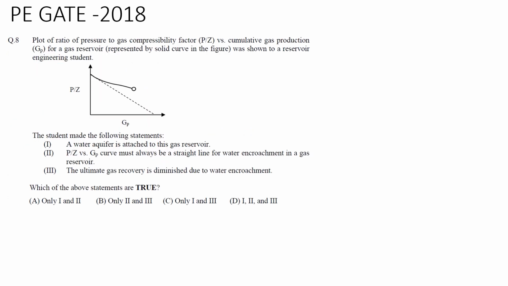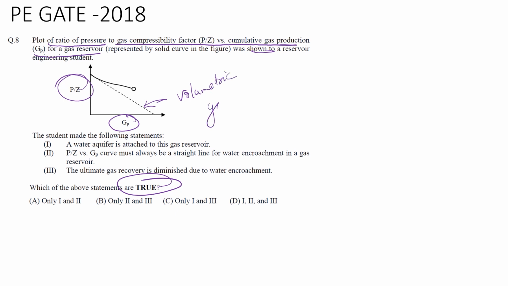This particular question was asked in GATE 2018. Let's look at the question. The plot of ratio of pressure to the gas compressibility factor versus cumulative gas production for a gas reservoir is given. All right, now the student made the following statements. Now we need to identify the true statements. Okay, this is where P by Z versus GP. Now as we can see that if it followed this particular line, this would have been a volumetric gas reservoir.